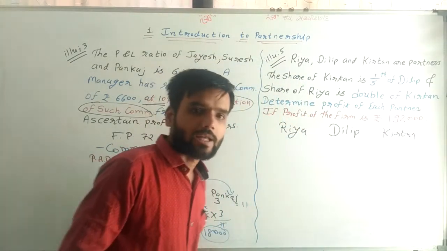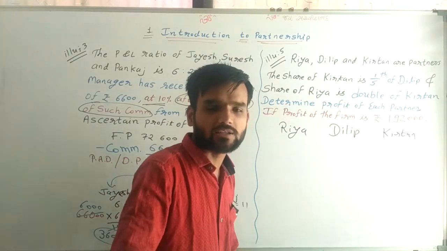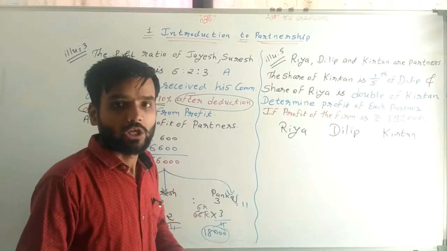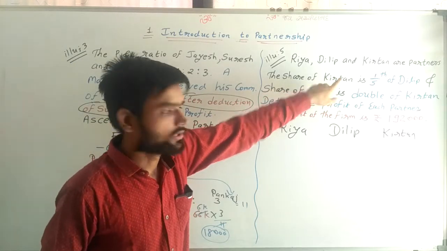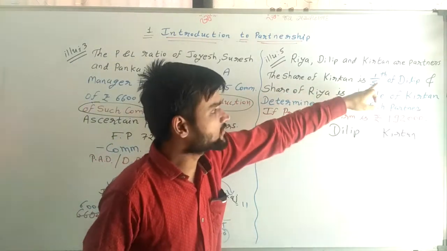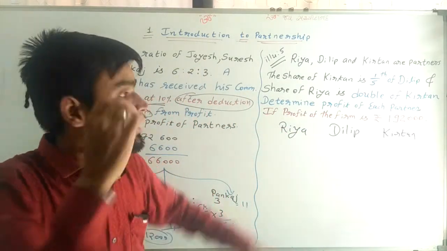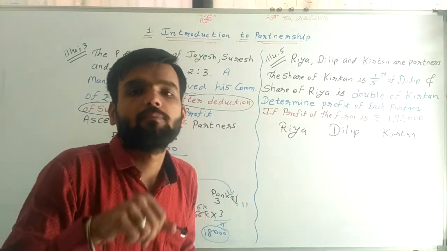First Riya, second Dilip, and third Kirtan. There are 3 partners. Now, here the information given is the share of Kirtan. The share of Kirtan is 1/5 of Dilip. The most important thing is what? Share of Kirtan is 1/5 of Dilip.